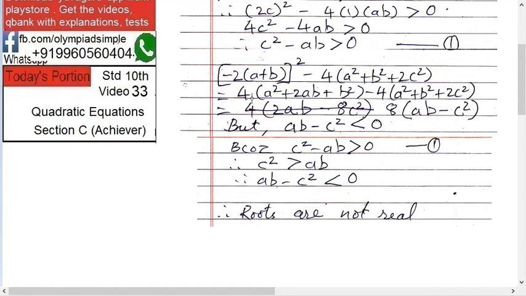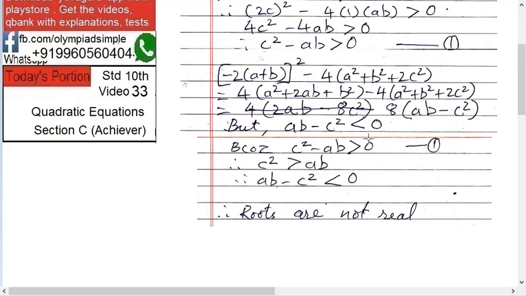So start this, equals, square this, 4 into (a square plus 2ab plus b square) minus 4 into (a square plus b square plus 2c square) equals, solve everything, 4a square cancelled, 4b square cancelled. So what remains? 8ab and 8c square. So 8 common, it becomes 8 into (ab minus c square). But what is ab minus c square? c square minus ab is greater than 0, right?